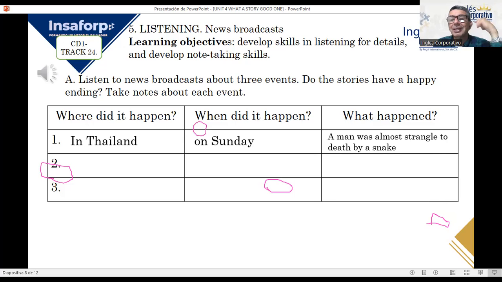But the neck, did the snake kill the man or no? No, it didn't. Right, no, of course. Was that a happy ending? No. But the snake didn't kill the man. Yes, we can say that it was a happy ending. But your answer no is okay, because the idea is that you talk to me, okay?